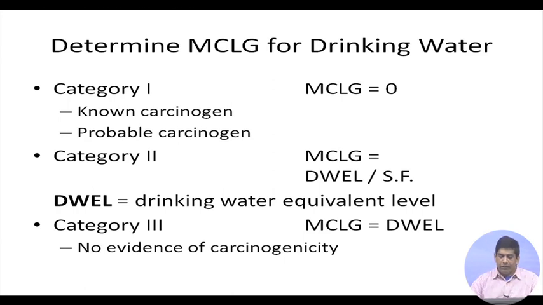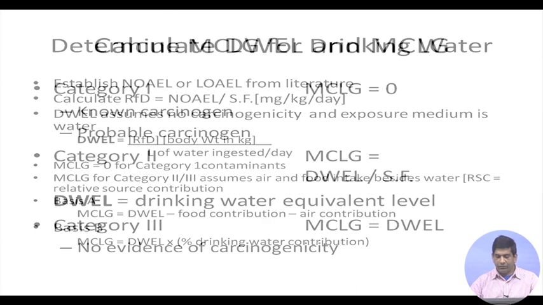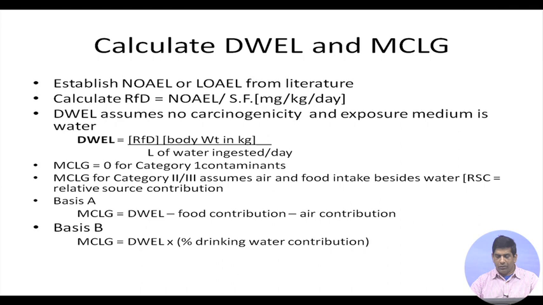For a maximum contaminant level goal for drinking water, for carcinogen and probable carcinogen, we have it 0. For non-carcinogen, we have a drinking water equivalent level divided by the slope factor. So this is what we use, and in category 3, if you have no carcinogenicity, no impact, so you don't have to worry about that.